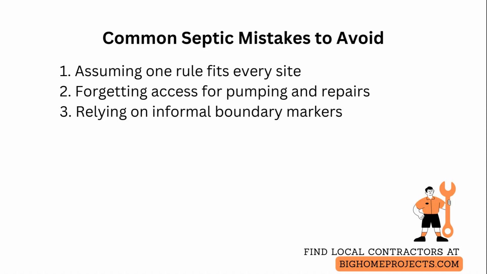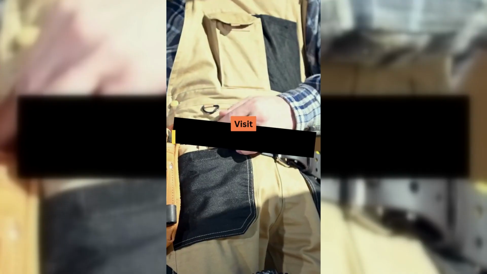Finally, relying on neighbor fences or informal boundary markers can place a system too close to a true property line. Solve that by using recorded legal boundaries or a short survey to set exact setback measurements.